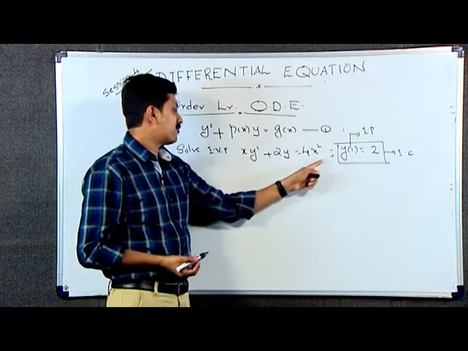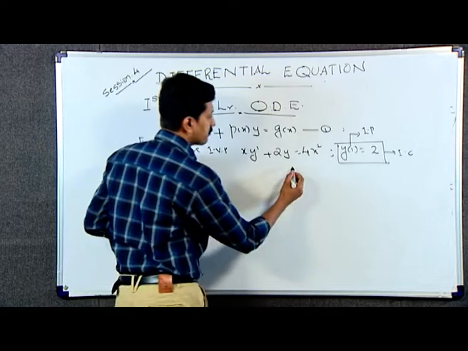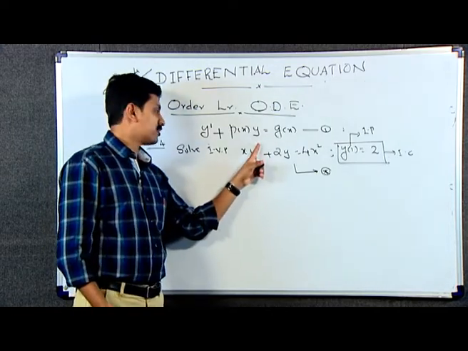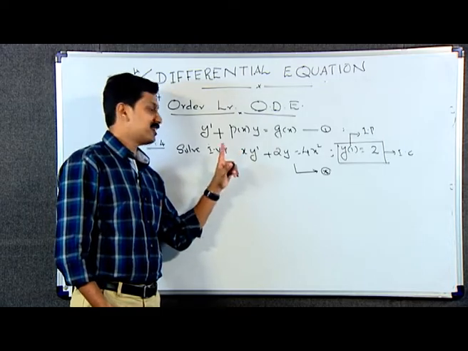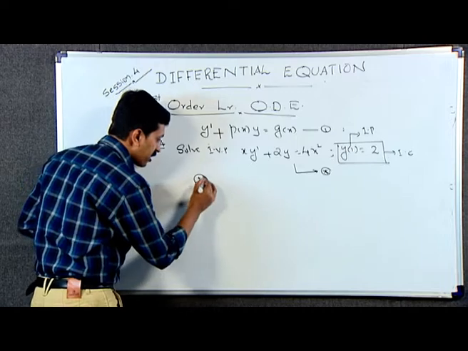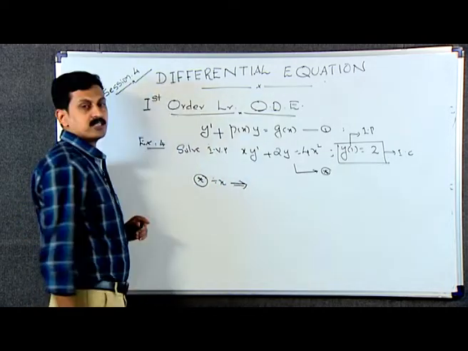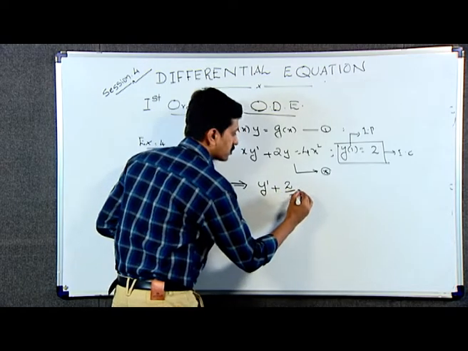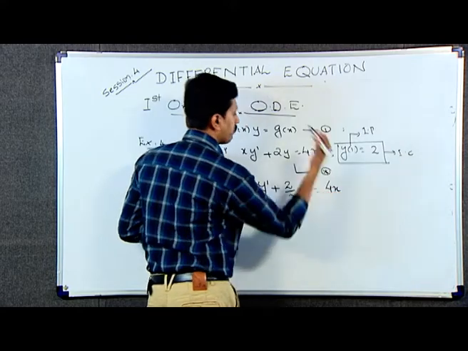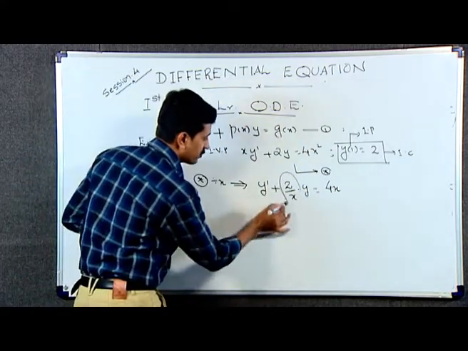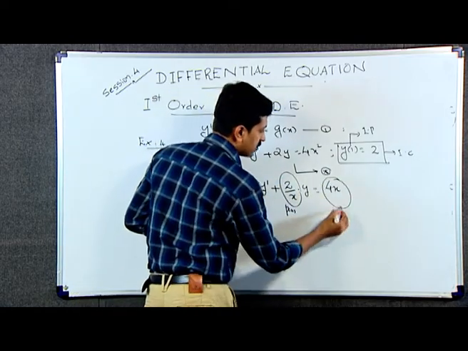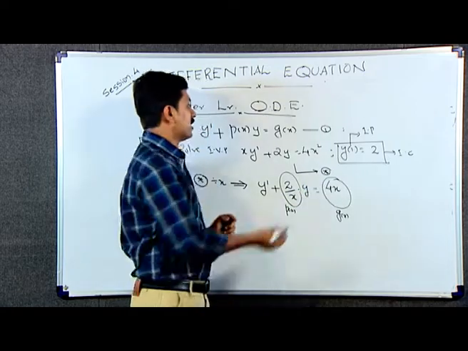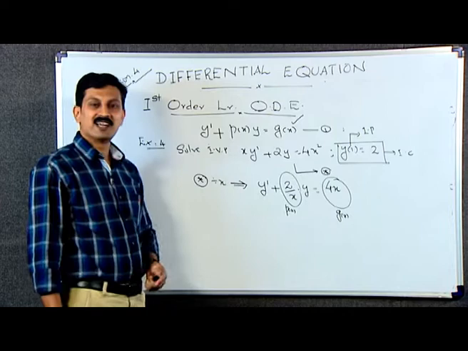In this initial value problem, we see this is not linear, so firstly we have to linearize it. I am calling this equation star. To make y' alone, we divide the differential equation by x. Dividing star by x, we get y' plus 2 divided by x into y is equal to 4x² by x, which is 4x. Now it is easy to see that this is p(x) and this is g(x): y' + p(x)y = g(x). This is a first order ordinary linear differential equation.